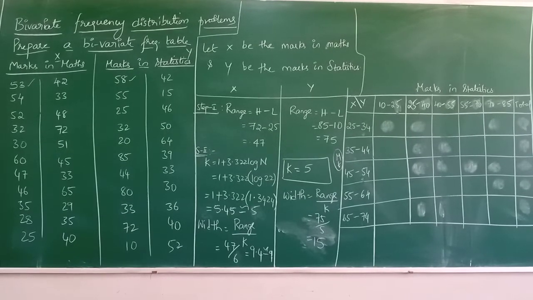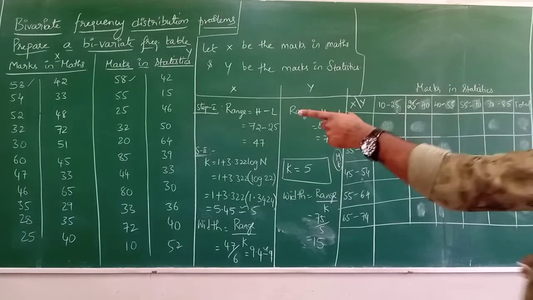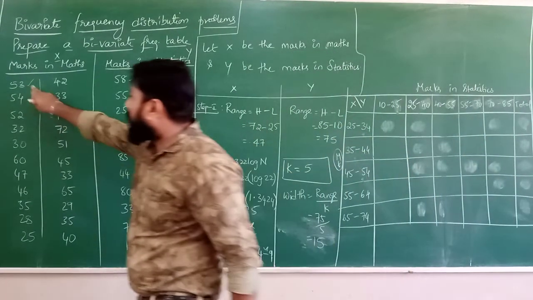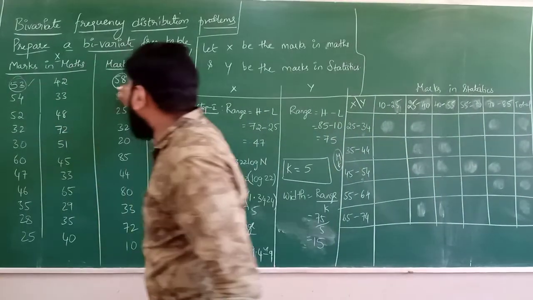So there is one value I have repeated. Once again we shall check the tallies. Pardon me, it got interrupted in between because of the calculator and all. So let us do the tallies once again from the beginning. So 53, 58. Here 53 and here 58.